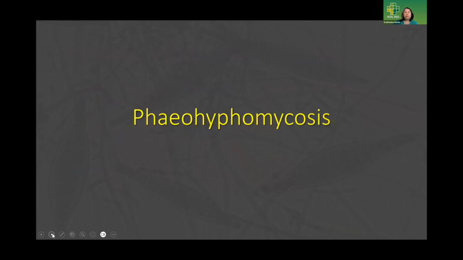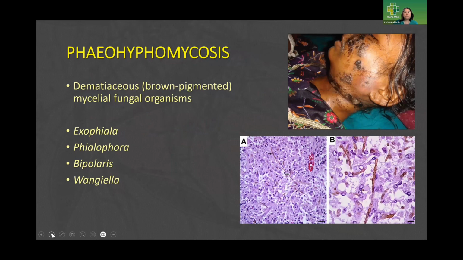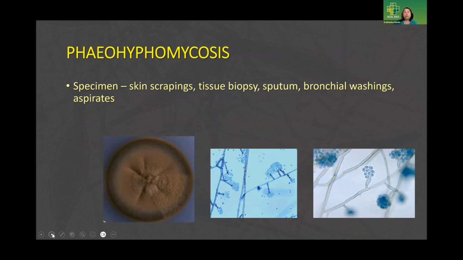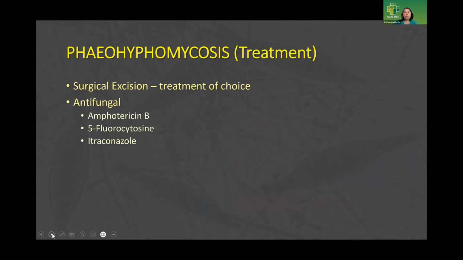We now go to phaeohyphomycosis. This is a dematiaceous mycelial fungal organism with the following genera. They may present as subcutaneous, paranasal, and cerebral. For culture, the specimens can be skin scrapings, tissue biopsy, sputum, bronchial washings, and aspirates. Surgical excision is the treatment of choice, and antifungals may also be given.